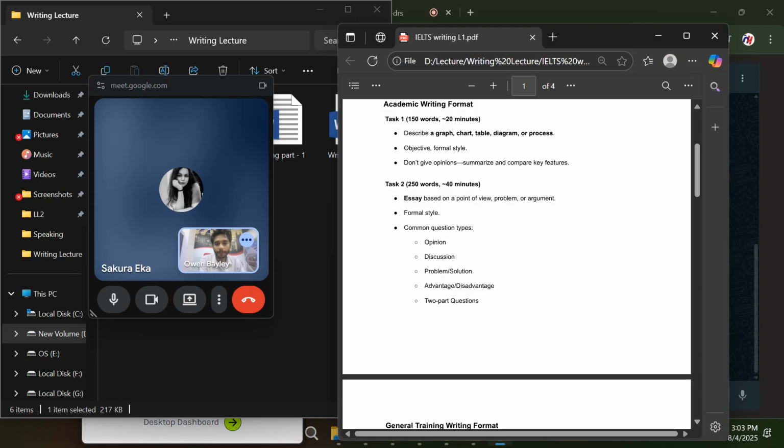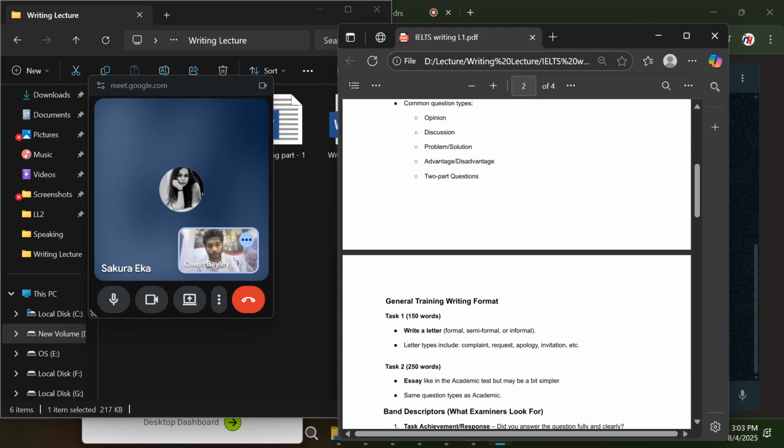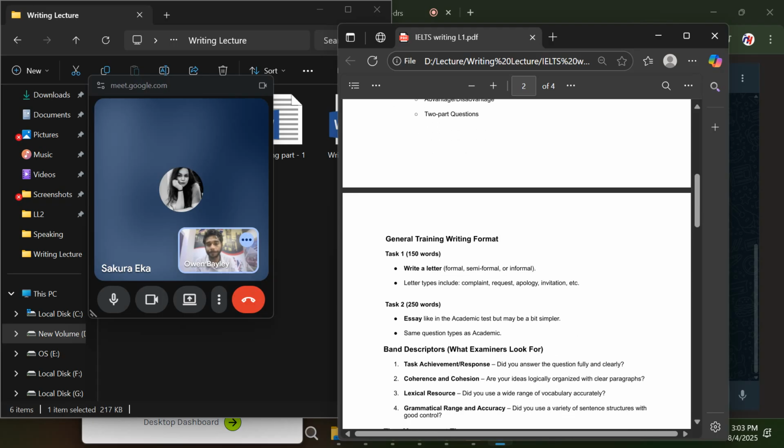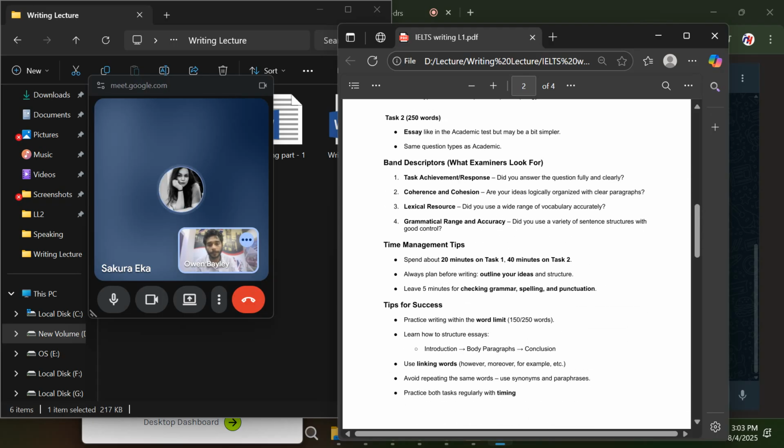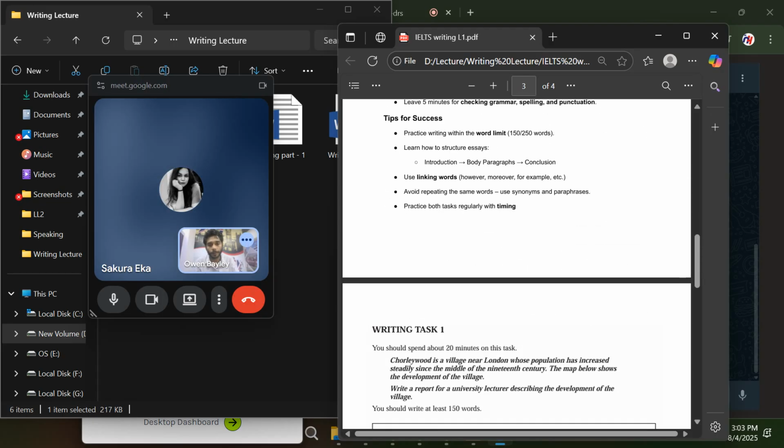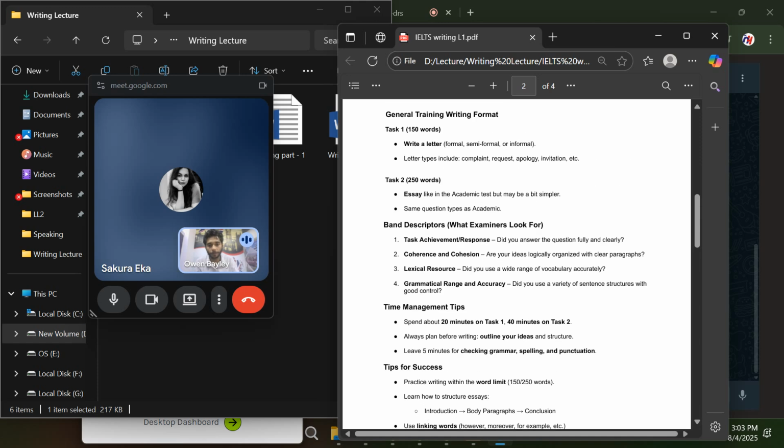And advantage, disadvantage, where you have to write about the advantages and disadvantages, and do the advantages outweigh the disadvantages, or do the disadvantages outweigh the advantages? And two-part question, so double questions. And this is the general part, so we can ignore the general part for now.